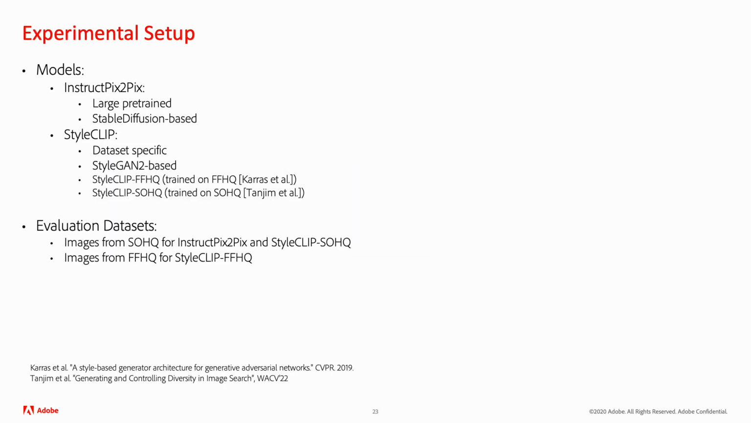To qualitatively and quantitatively evaluate our approaches, we first choose InstructPix2Pix, which is a Stable Diffusion-based model, and we also choose StyleCLIP, which is a StyleGAN2-based model, and we pre-train or train it on two different datasets. One is the Flickr Faces dataset called FFHQ, and another is the Stock Occupation High Quality dataset from our previous WACV paper, which is called SOHQ. And we also use the images from these datasets to evaluate.